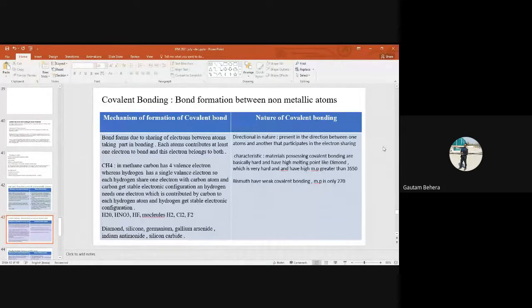Covalent bond basically forms between two non-metallic atoms, right? In ionic bonding, we have one metallic atom, one non-metallic atom, but in case of covalent bonding, the bond will form between two non-metallic atoms, basically. Fine. I'll give you an example here.